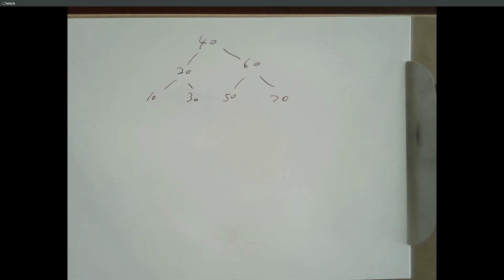Well, it turns out that if we traverse this tree in the right way, remember, traversing a data structure just means somehow going through and finding everything that's in the structure. If we traverse this tree in the right way, we will get our numbers in order, increasing order or decreasing order, depending on how we traverse.